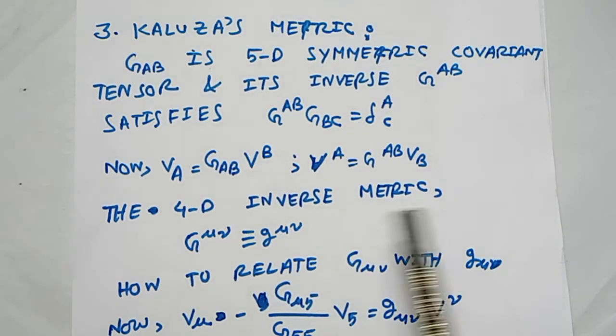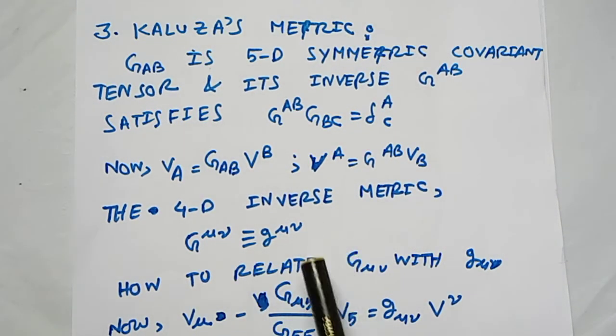Now for the 4-dimensional small metric, we have g mu nu. This is the simple relation for 4-dimensional. Now how to relate the g mu nu with the G mu nu in the 5-dimensional? We have the covariant 4-dimensional space metric, and we have V mu equal to minus g mu 5 v 5, g mu nu V nu.